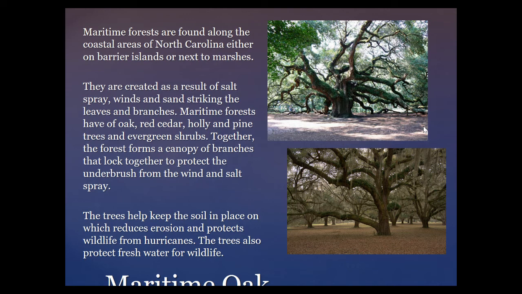So the next plant we're going to learn about is called a maritime oak tree. So remember that the word marine means ocean, right? So a maritime forest is a forest that's near the ocean. And so these forests are found along the beach and the coastal areas of North Carolina. And you can usually find them next to marshes or swamps or on some of the islands, like in the Outer Banks. And so if you look at the pictures, you can see that the oak trees in these pictures, their branches go really far out from the tree.